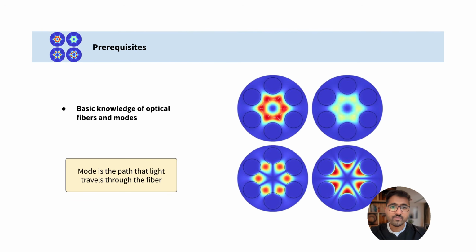So basically, the field distribution that you see here shows that the light is present only at the bright regions and it is not passing through these blue areas. And so this kind of distribution is called a mode. So now that you know about modes, you can enroll into this course.